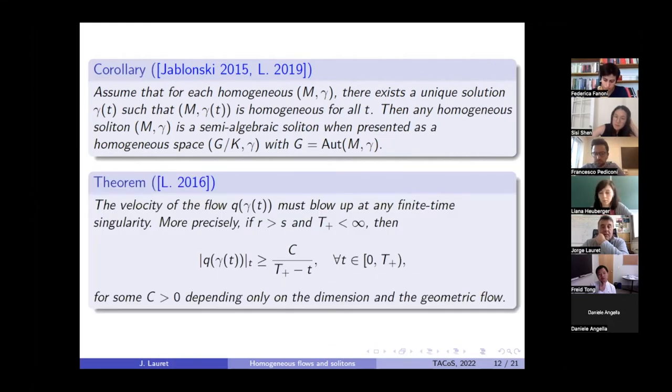The soliton solution. And another general thing before going to almost Hermitian is this, that you always get that the velocity of the flow blows up in a finite time singularity, okay? You can even prove this, okay? This is something that in the general case, with some flows, it's very good for the flow to have this property, okay? Well, in the homogeneous case, you always have this, okay? This has to do with, well, I don't have time to go into this.